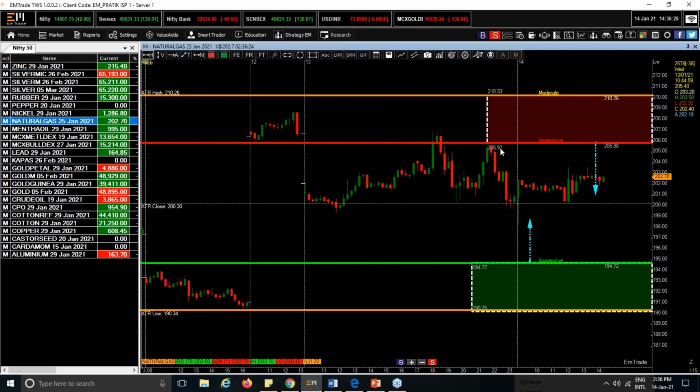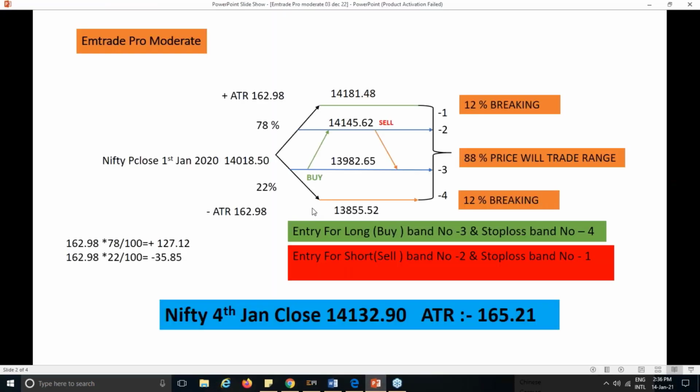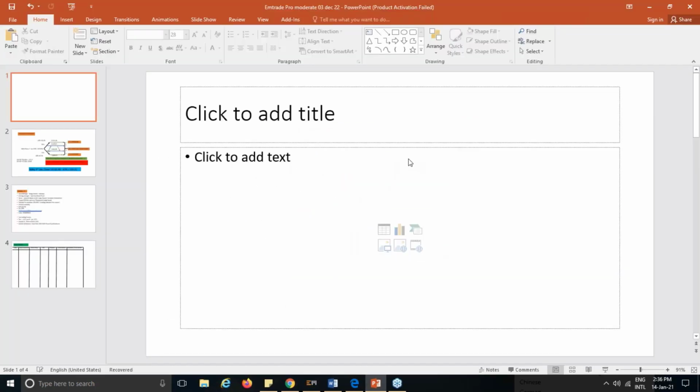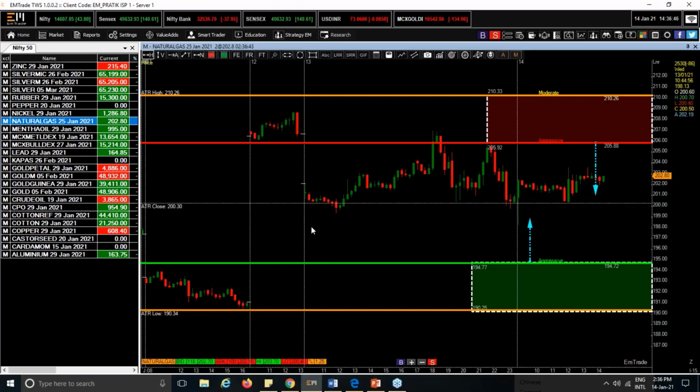Accordingly, this is the EM Trade Pro moderate indicator. So what is the calculation behind this indicator? That's very simple. You don't have to do this calculation every day. This is a calculation you rarely have to do, because the software automatically updates these levels. For example, we will take the levels and manually calculate how these four lines appear. What is the calculation behind these four lines?